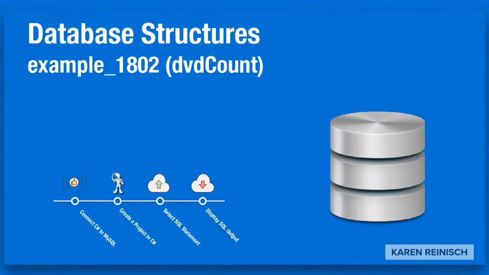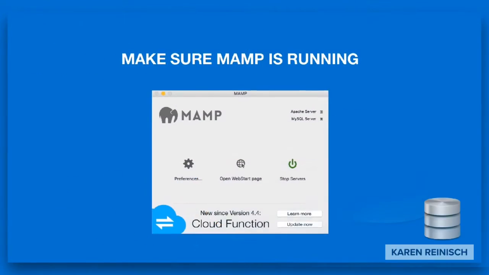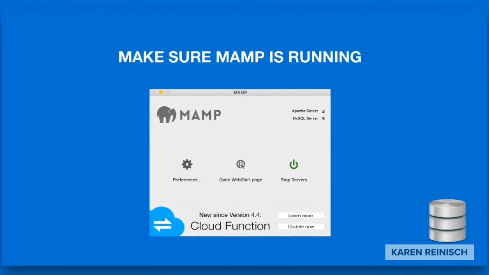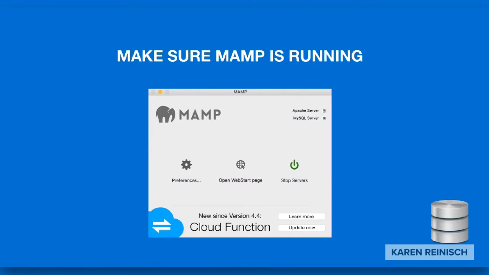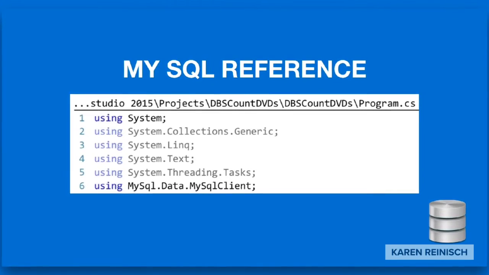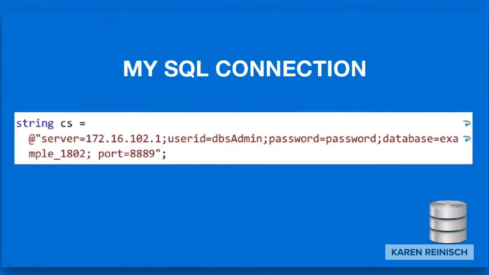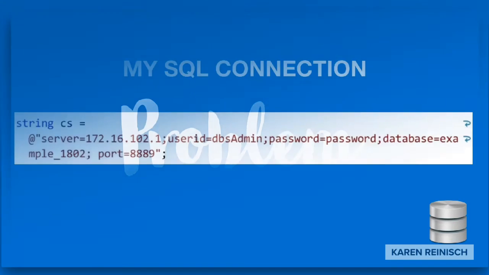Since in our future classes, we will be programming in C# to run database queries, I decided to test out problems from previous labs to see how they work in C#. Before you get started in C#, it's always a good idea to make sure that MAMP is running. Another good reminder is to make sure you reference MySQL when you start a new project in C#. One last reminder is to make sure that the command string in C# references the correct IP address, user and password, name of the database, and corresponding port.